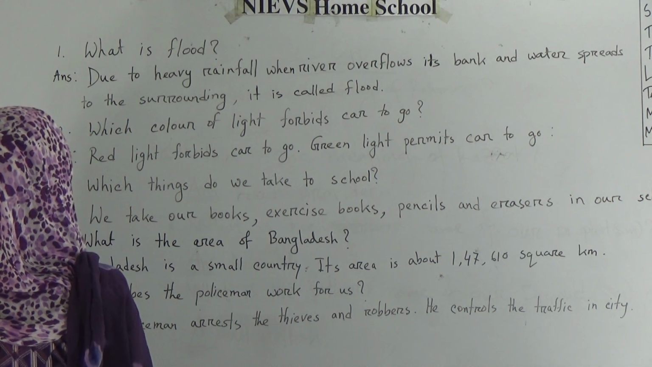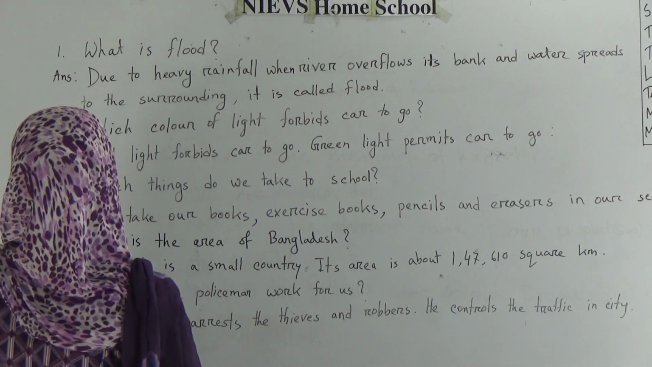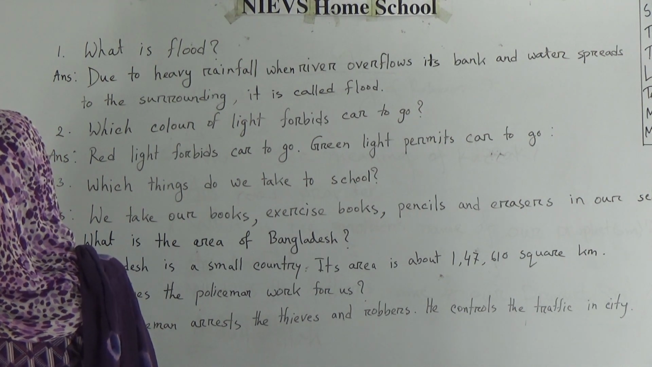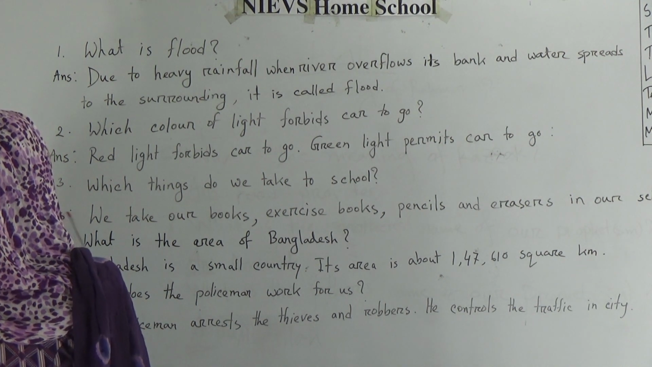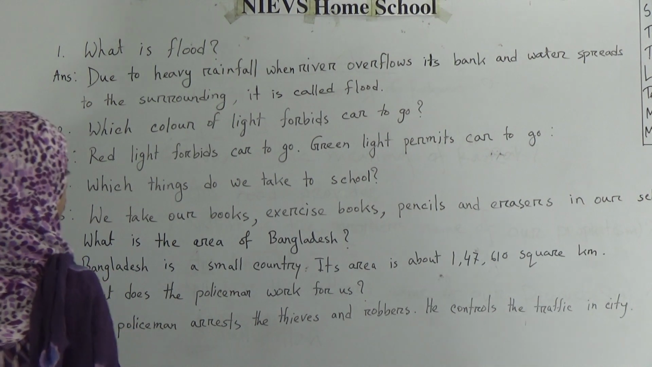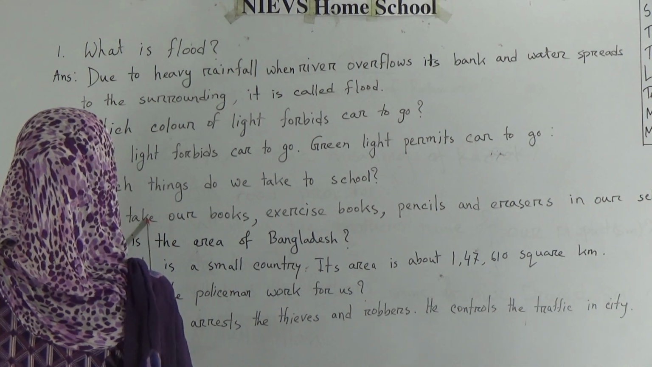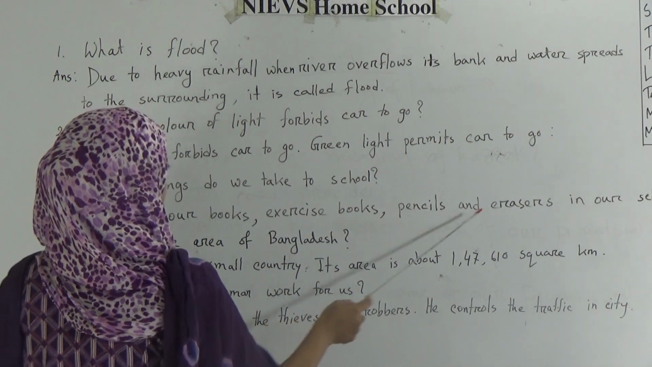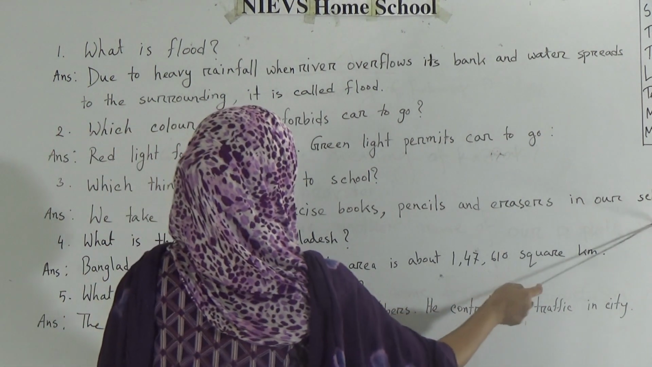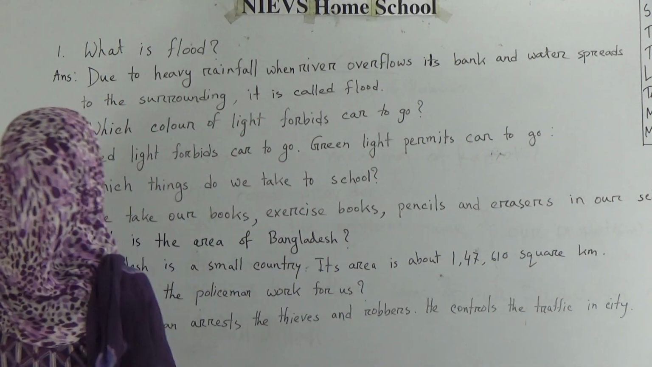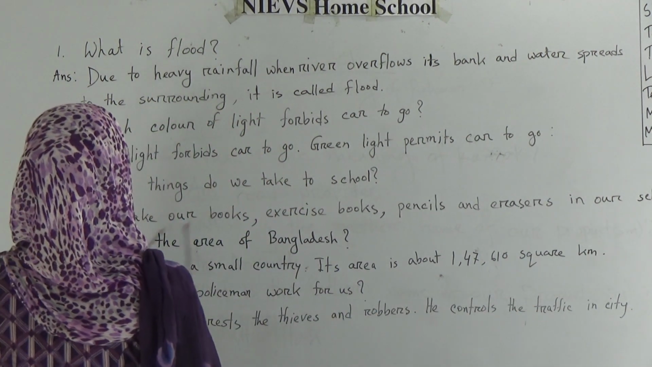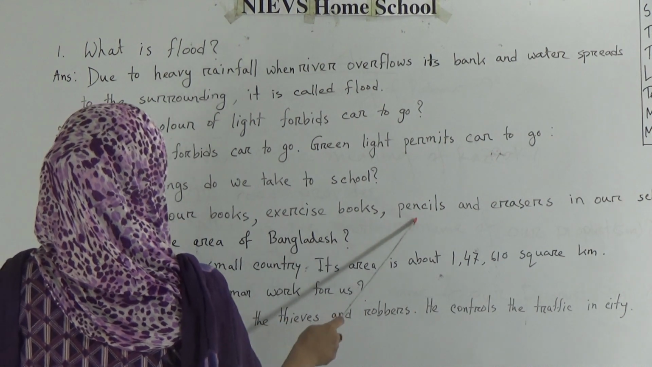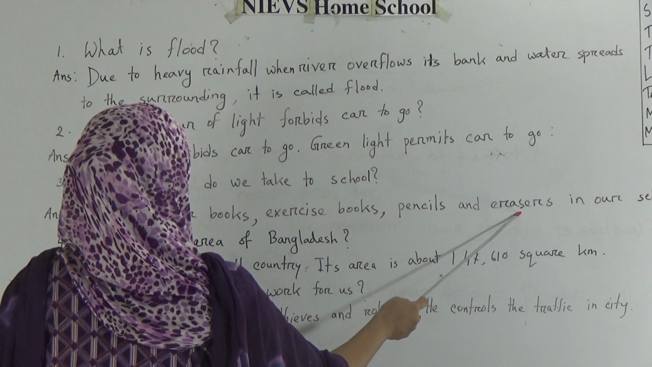When you come to school, you should bring some things. And what are these? You should bring some things in your bag and now we'll see what you should bring. We take our books, exercise books, pencils and erasers in our school bags. That means when you come to your school, you should bring your books, exercise books, pencils and erasers in your school bags.